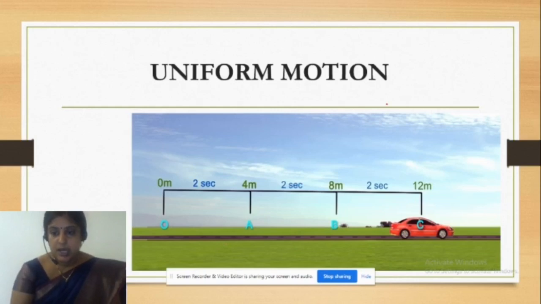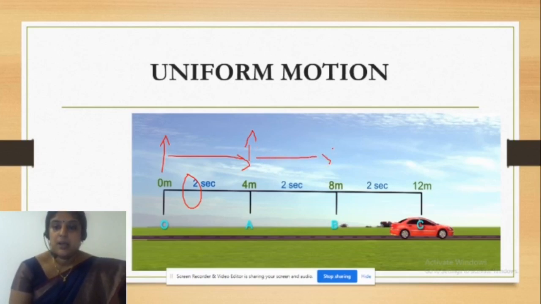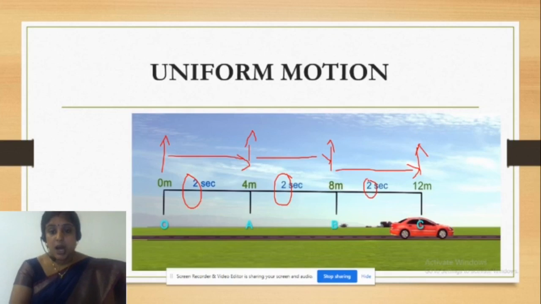In this figure, you can see a car. Suppose it starts from point O and travels to point A, which is 4 meters apart, in 2 seconds. And again it travels from point A to point B, which is also 4 meters apart, in the same time interval, 2 seconds. Then from point B to point C, which is also 4 meters apart, it takes 2 seconds to travel. So here you can see that the car takes equal intervals of time to cover equal distances. That is, it takes 2 seconds to cover 4 meters each. So we can say that the car is in uniform motion.